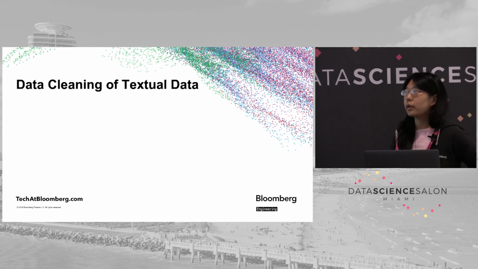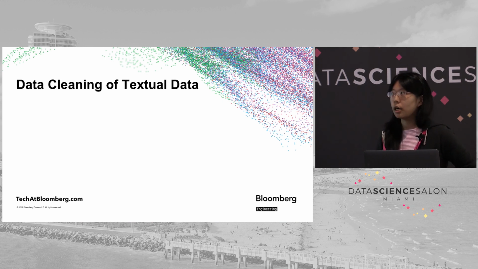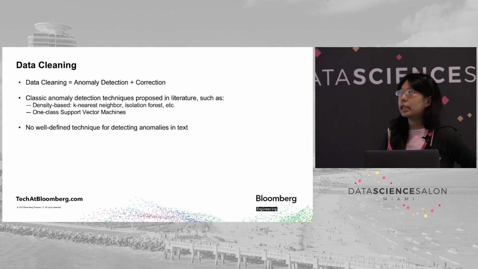Okay, so now I'll jump into the data cleaning part of the talk. Data cleaning is basically comprised of two parts: one is anomaly detection, and then correcting for those anomalies. There are some classic anomaly detection techniques proposed in literature. We have our standard density-based family, which assumes that the anomalies fall in low-density regions. Some examples are k-nearest neighbors and isolation forest.